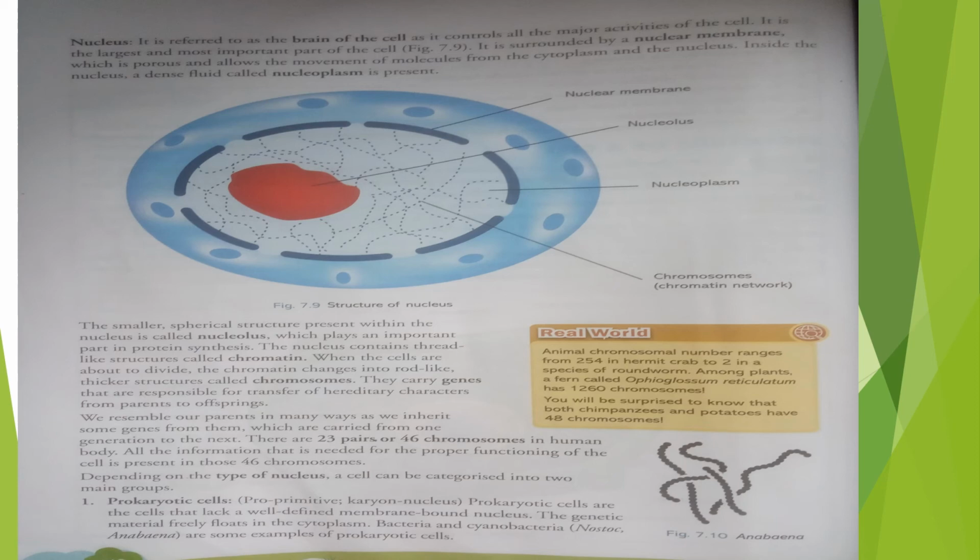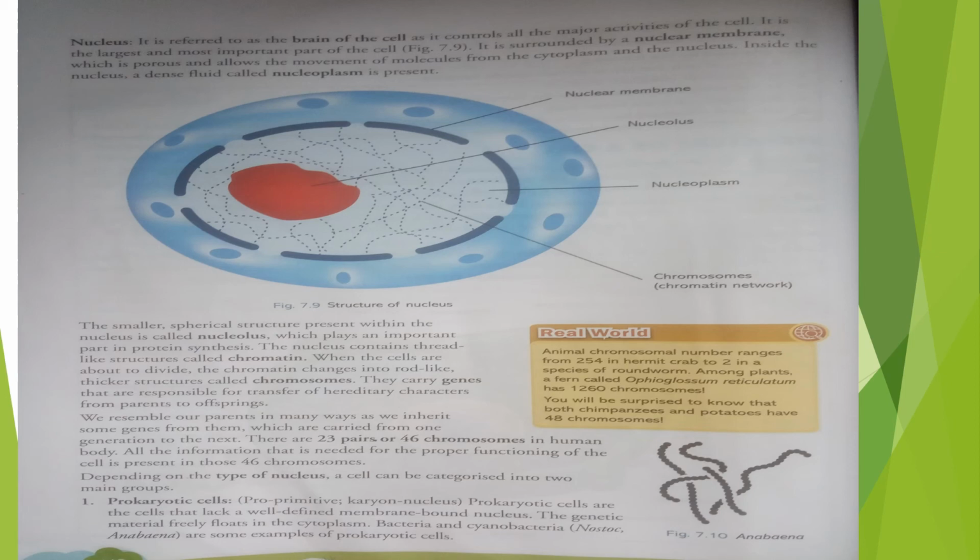Remember, there are 23 pairs, or we can say 46 chromosomes, present in the human body. All the information that is needed for the proper functioning of the cell is present in those 46 chromosomes.